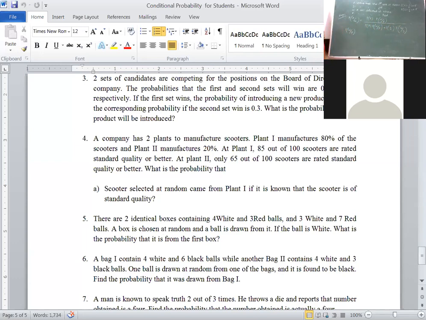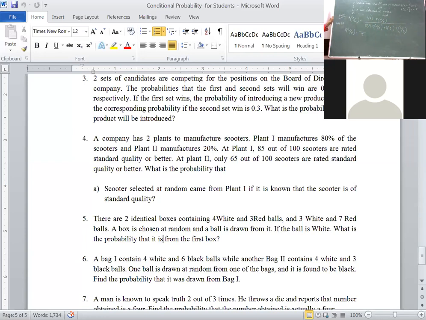From the first box, how many white balls? The first box consists of 4 white and 3 red balls. Sample space, how much is it? 7, that is 4 plus 3. That is the exhaustive cases.